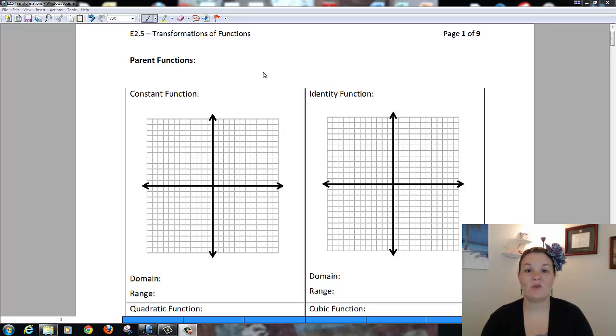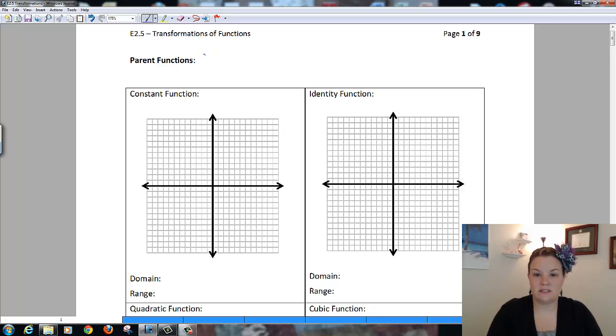Alright, so today we're going to go over E2.5, which is transformations of functions. Before we can start transforming functions, we need to know what their original shape is. Okay, so we have several functions that you need to be aware of their original shape, and we call them the parent functions.